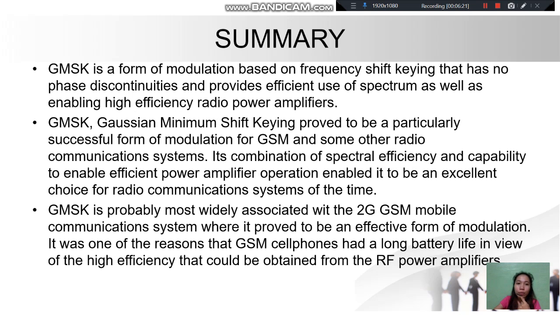So here is the summary about the GMSK, or the Gaussian minimum shift keying. GMSK is a form of modulation based on frequency shift keying that has no phase discontinuities and provides efficient use of spectrum as well as enabling high-efficiency radio power amplifiers. Next, GMSK proved to be a particularly successful form of modulation for GSM and some other radio communication systems. Its combination of spectral efficiency and capability to enable efficient power amplifier operation made it an excellent choice for systems of the time. Lastly, GMSK is probably most widely associated with the 2G GSM mobile communication system, where it proved to be an effective modulation. It's one of the reasons that cell phones had long battery life, in view of the high efficiency that could be obtained from the RF power amplifiers.